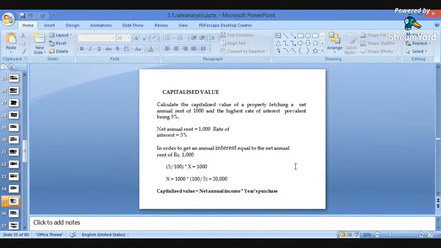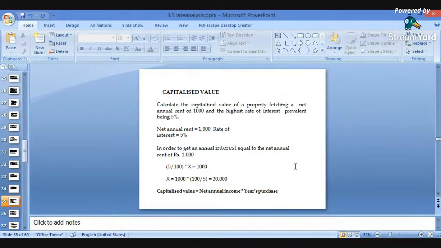So here it is a simple problem, in which we will find out the capitalized value. Here I'm reading the problem. Calculate the capitalized value of a property fetching a net annual rent of 1,000, where the highest rate of interest prevalent is 5%. So with 5% interest and 1,000 as the annual rent, we have to find out the capitalized value.